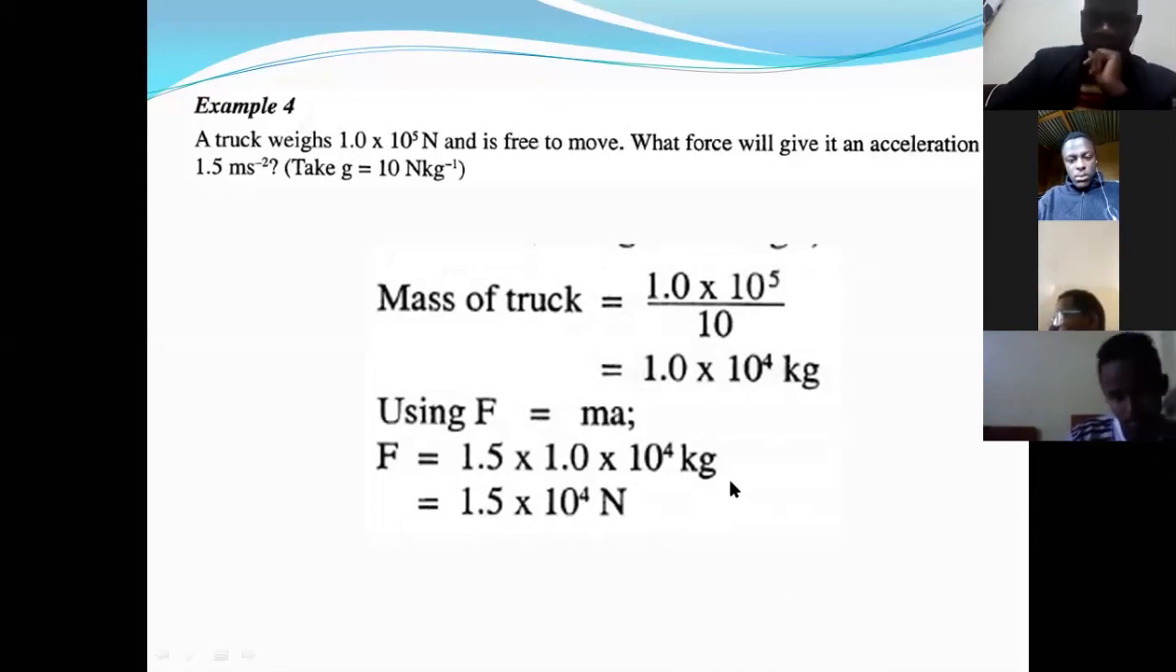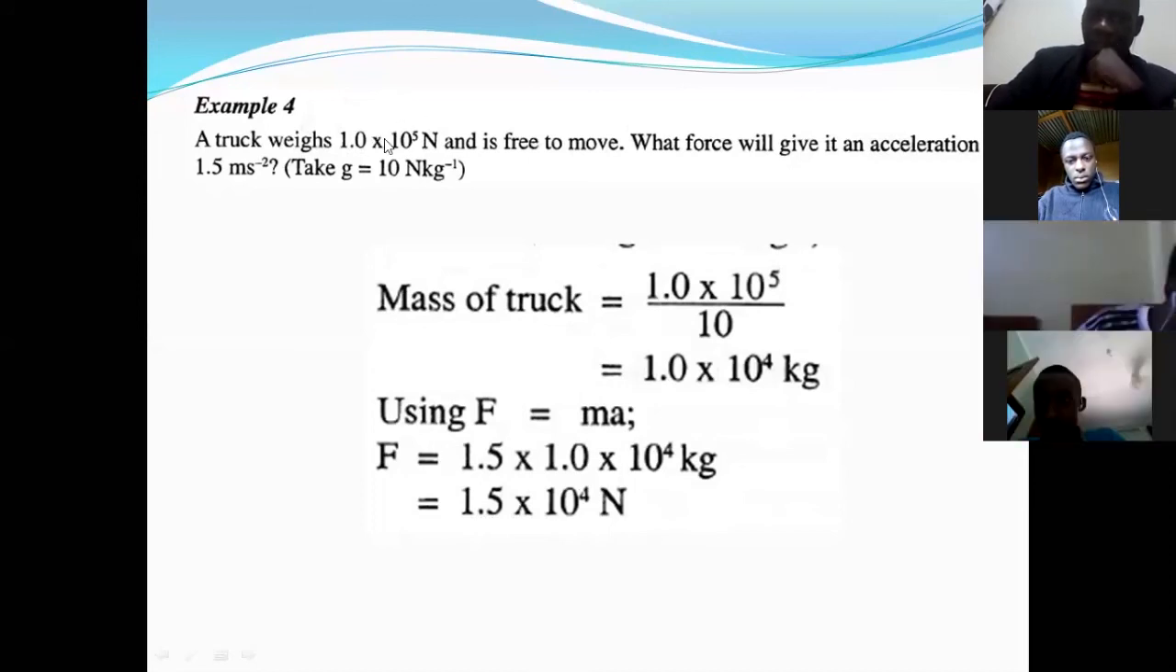And I know most of you got it right. So first of all, where they say the truck weighs these newtons, convert this to mass. I know that there are those of you who were confused and took this 1.0 times 10 power 5 newtons as the force. But you see, they are asking for what force? So if the truck weighs this, you convert this to kilograms, then you work out to get that as the answer. Okay. And move on to the next example.